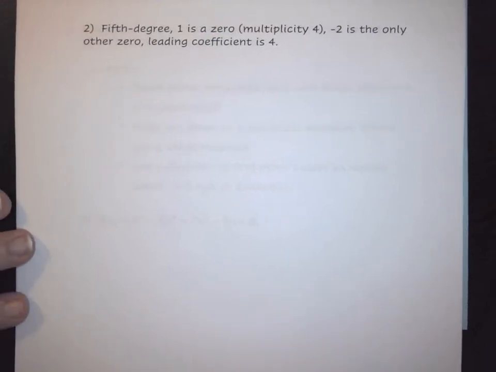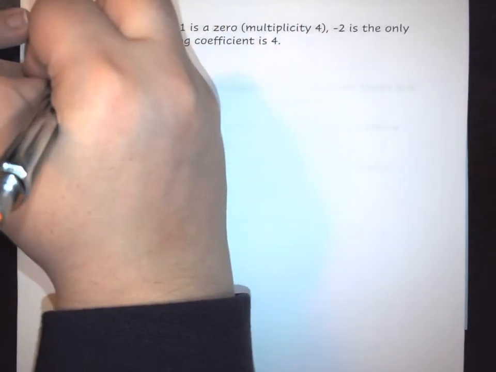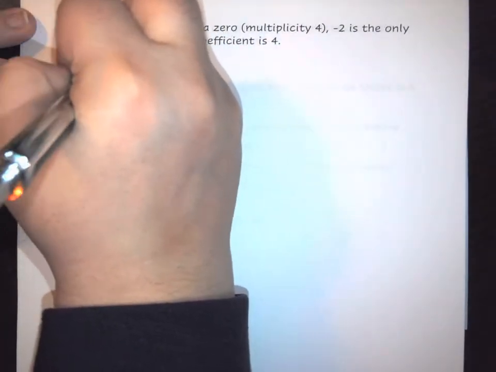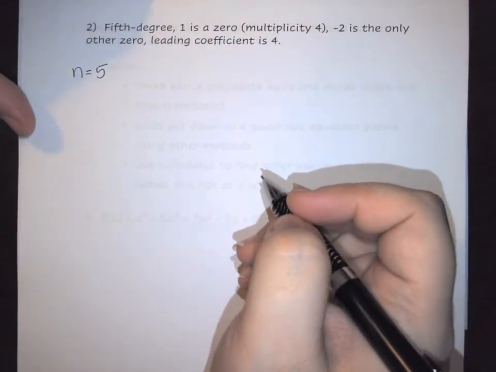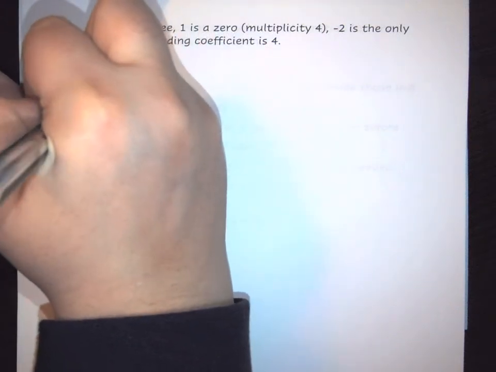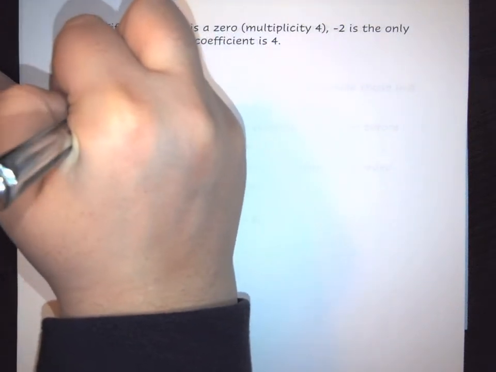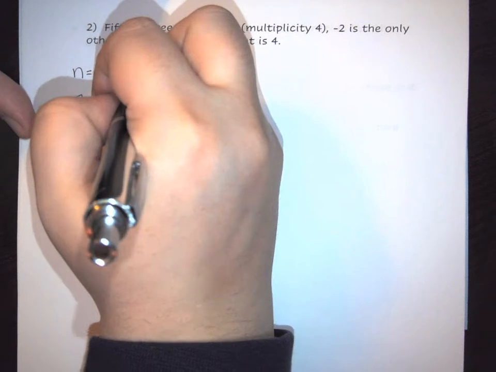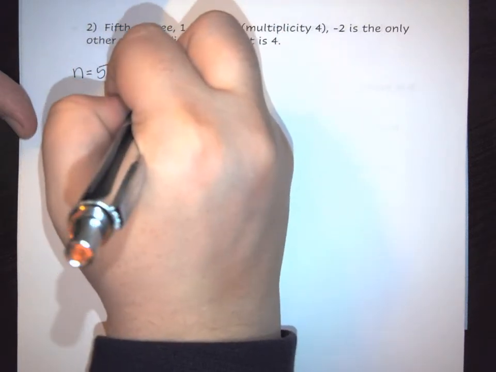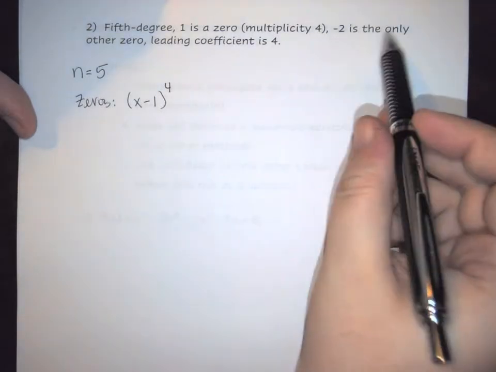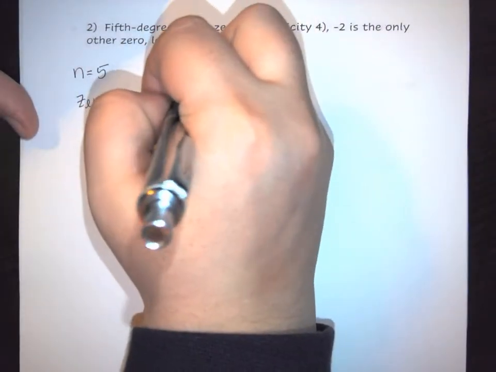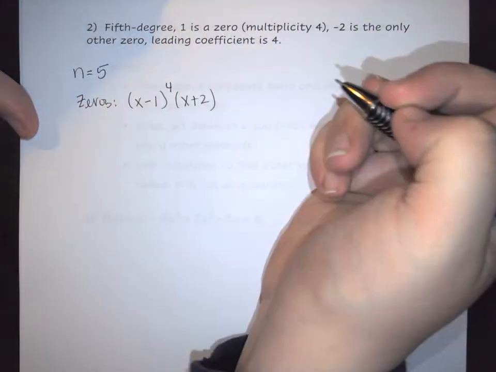Alright, let's do this one more time. In this case, I have a 5th degree, so n equals 5. And then we're told that 1 is a 0 of multiplicity 4. So when we're looking at our zeros, we would have x minus 1 to the 4th power, and then negative 2 is the only other 0, so then this would be x plus 2.